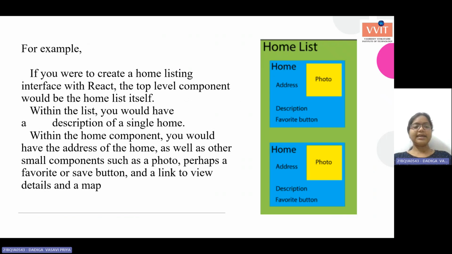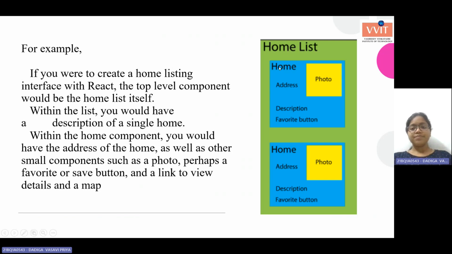As you can see in this example, if you were to create a home listing interface with React, the top level component would be the list itself. Within the list, you would have a description of a single home. Within a home component, you would have the address of the home as well as other small components such as a photo, perhaps a favorite or save button, and a link to view the details and map.